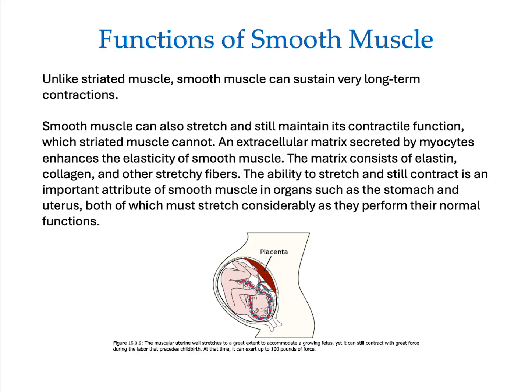The ability to stretch and still contract is an important attribute of smooth muscle in organs such as the stomach and uterus, both of which must stretch considerably as they perform their normal functions.